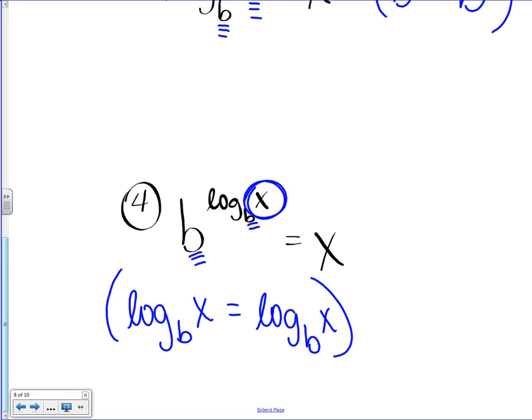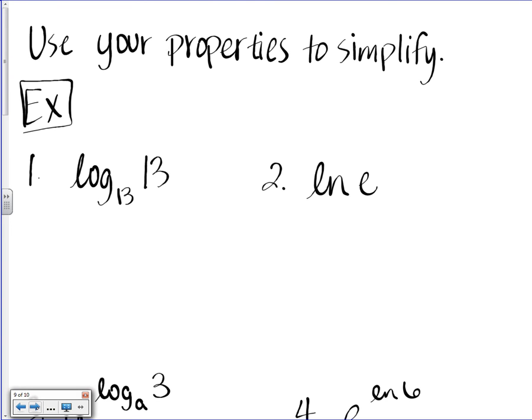So now we're going to use these properties to simplify some logarithmic expressions. All right, so use your properties. Well, if you take a look at this one, this looks very similar to property number 2. Now, if you want to do this algebraically, you set this equal to x, and you write it in exponential form. And it looks like that. Well, if you want this to be true, the answer is 1, which is exactly what property number 2 tells us.